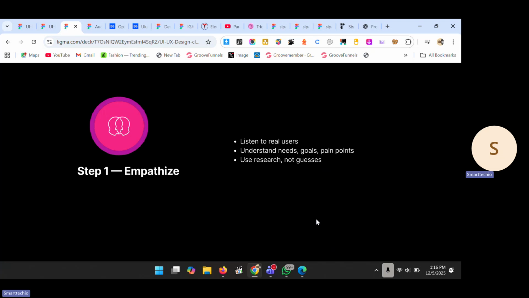You use research, by researching. Don't just guess. Don't think, I think they will need this. No, you ask questions. You talk with the users. So by talking to them, interviewing them, asking them real questions, you're able to understand the needs, the goals, and the pain points.